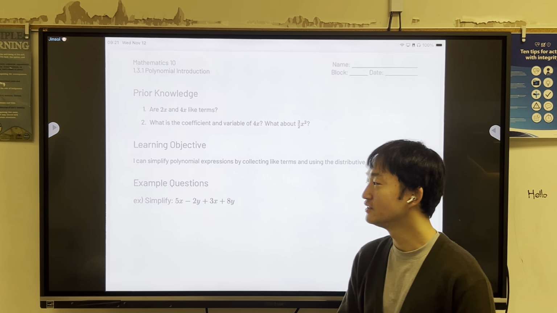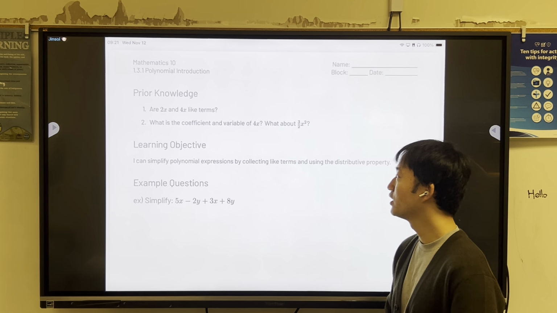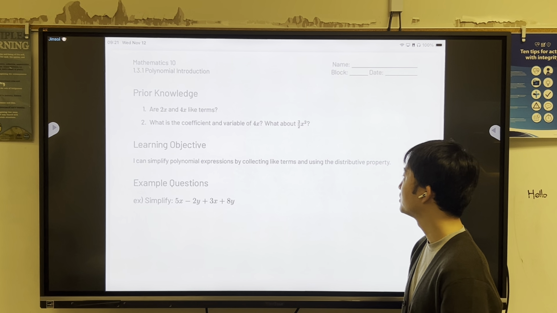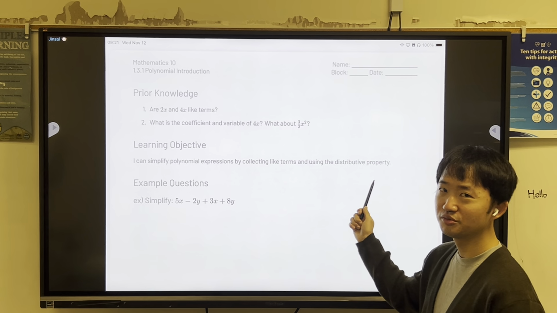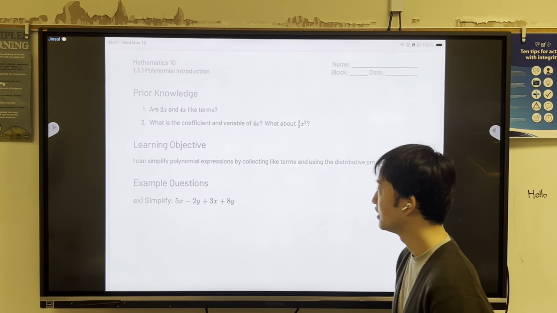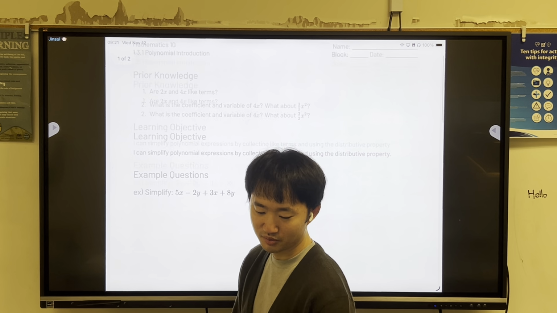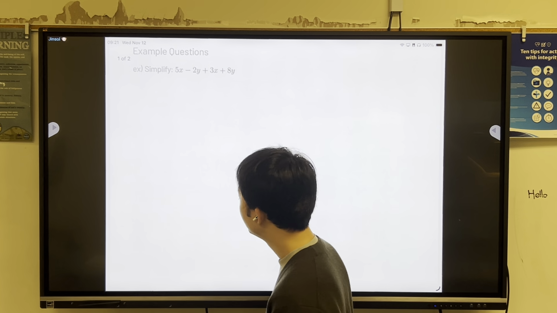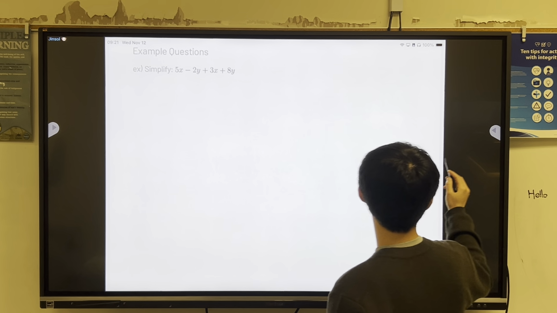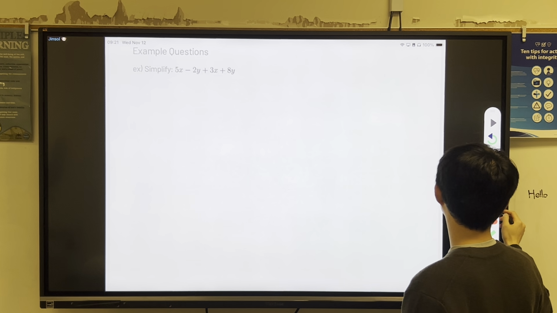The learning objective is you can simplify polynomial expressions by collecting like terms and using the distributive property. Let's try our first example question. Simplify 5x minus 2y plus 3x plus 8y.